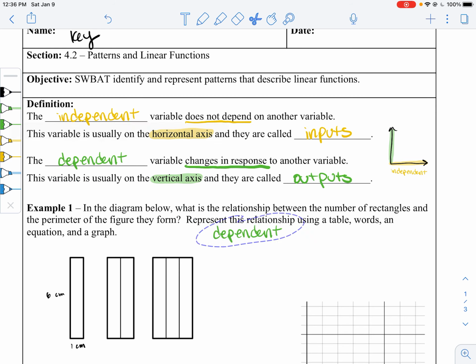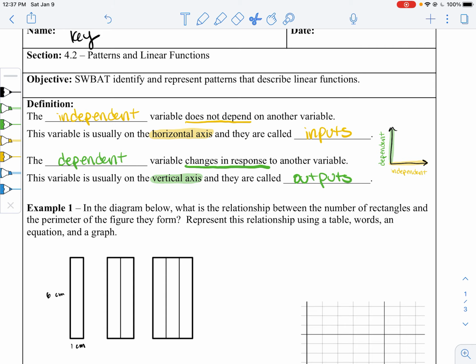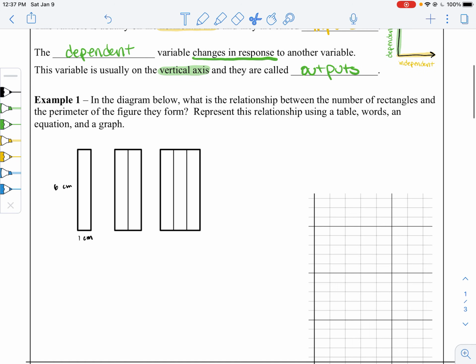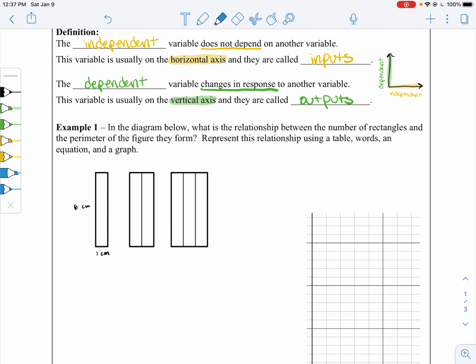So I've been using these words a lot. Let me do some examples. We'll just do 2 examples, and then we'll call it a day. Okay, so let's start out with some rectangles. I have this wonderful diagram for you, and we want to figure out the relationship between the perimeter and the number of rectangles represented. Remember, the perimeter is the distance around a figure.